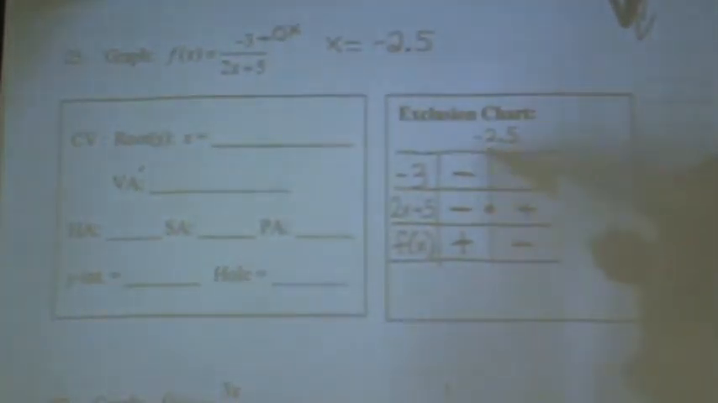If you were to make a T-chart and use a number, this is basically what you're doing. When you plug a number to the left of negative 2.5, your negative numbers here will cancel out, is what that's doing.